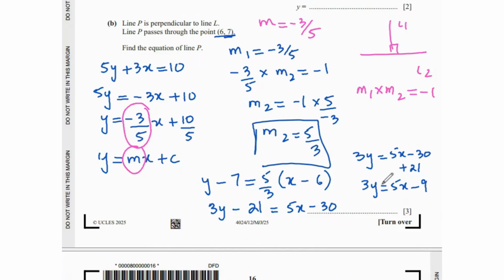If you want, you can even write it as slope-intercept form. So y equals 5/3 x minus 3. Either way, it should be correct because they haven't given a restriction for the format of the equation.